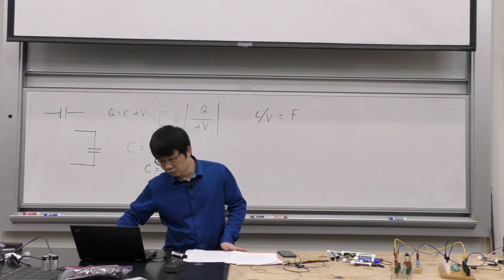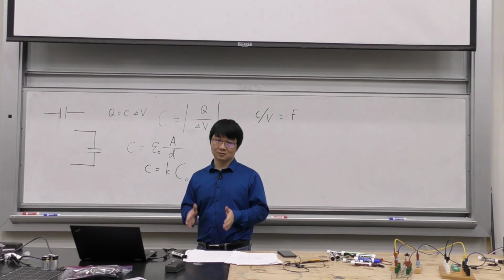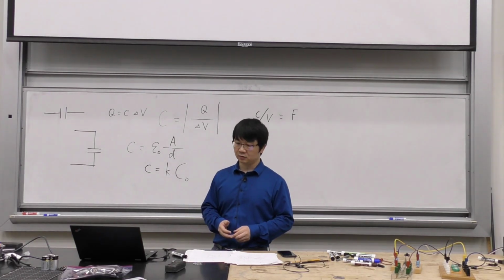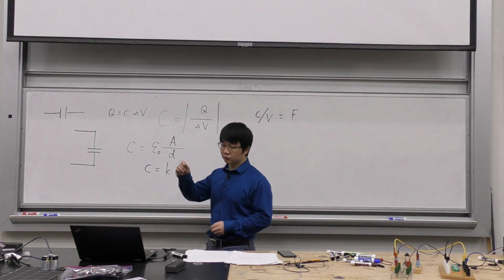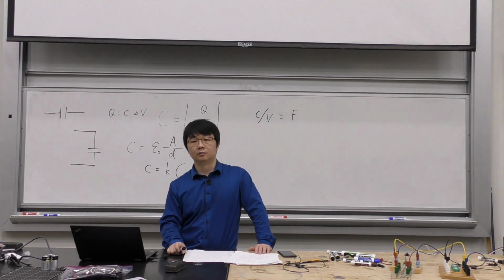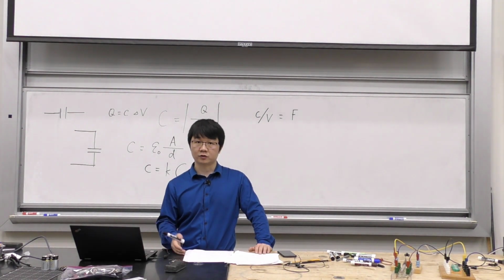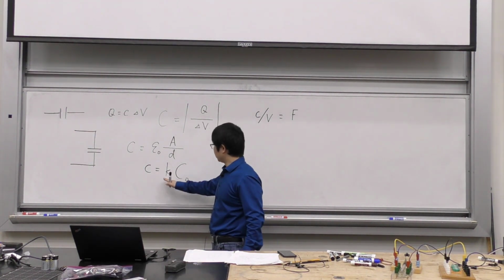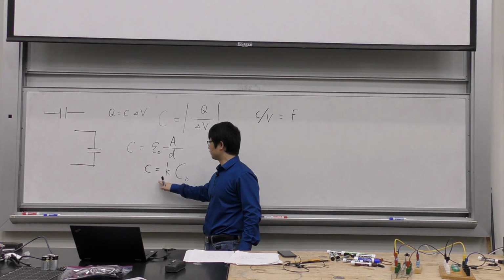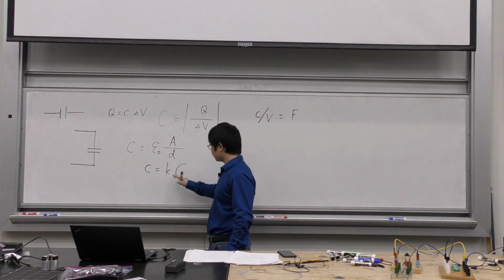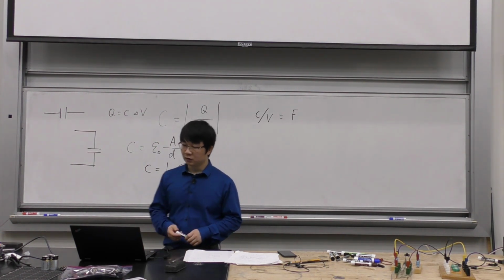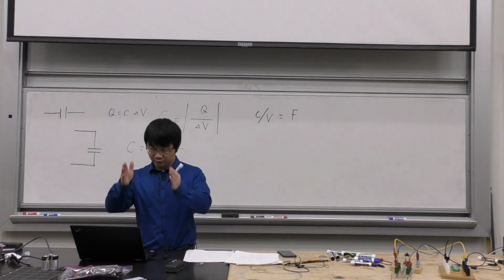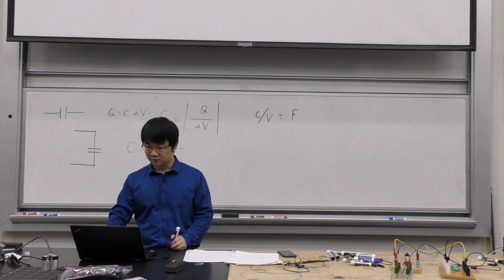So one way is to put insulators between these two plates to make C larger. We showed that it reduces the electric field by a factor of K, which is called the dielectric constant. So it increases the capacitance by a factor of K. That's why we put insulators between the plates to make a capacitor.